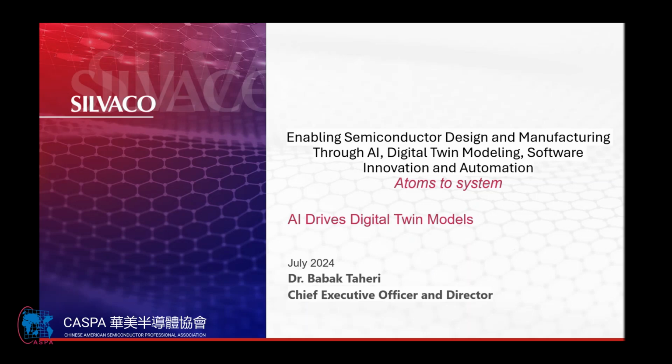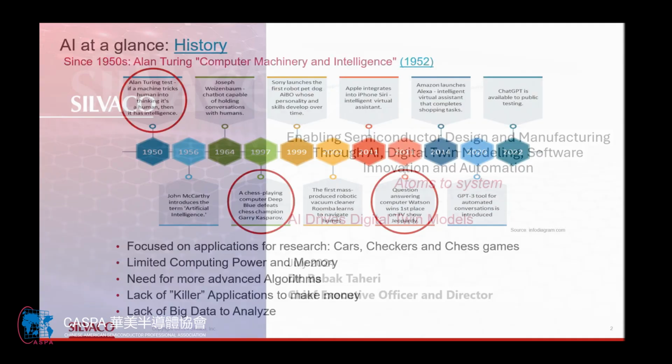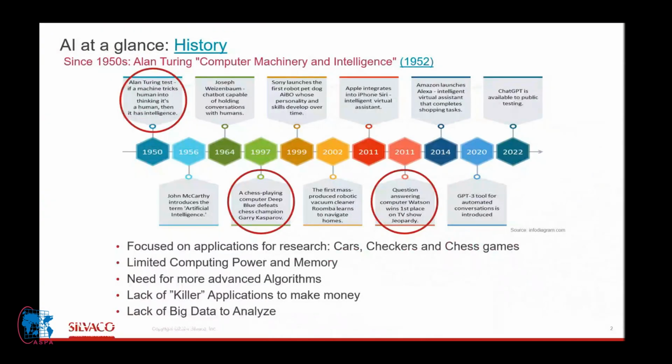So today I'll talk about enabling semiconductor design and manufacturing. We are classified as an EDA company, but I would rather be classified as a digital twin modeling company going forward, and I'll tell you why shortly. Because we use AI, and that's all we do. We create models that can be simulated accurately, and products can be done based on those models.